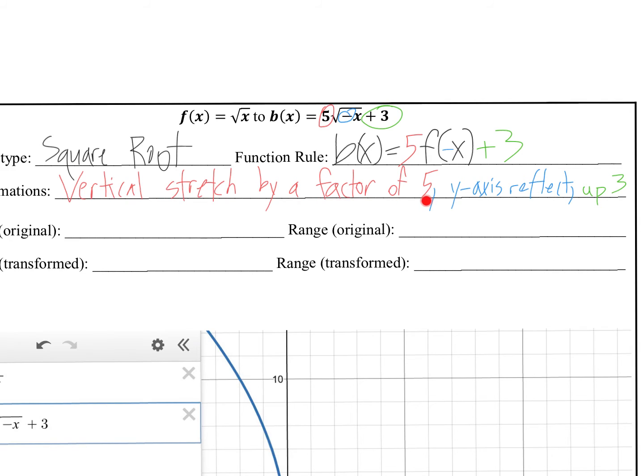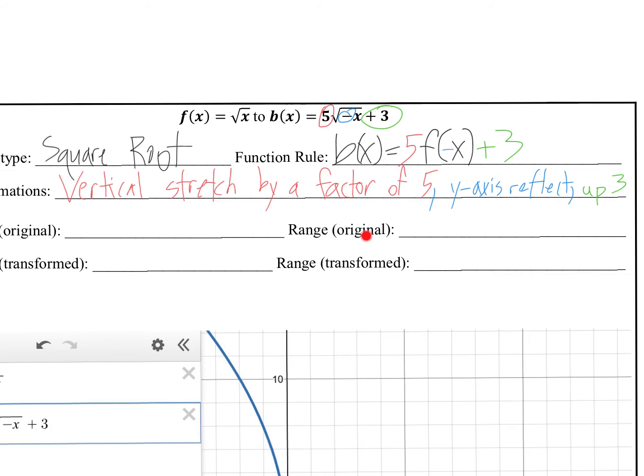One more thing I should mention is that whenever you're stating the vertical stretch or compression, you just state the number that it's multiplying by. So this is a vertical stretch by a factor of 5. Whenever it's a horizontal one, you flip that factor. We'll do an example of that in a minute, but let's finish this one.